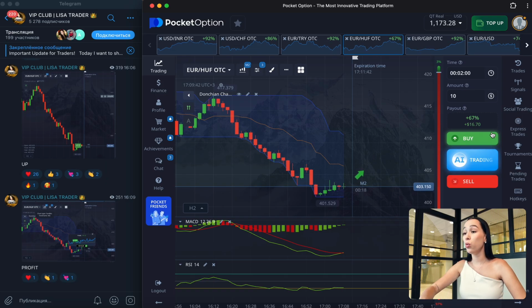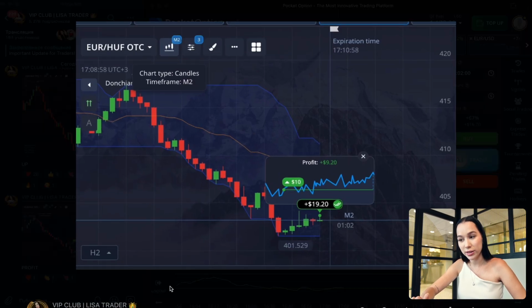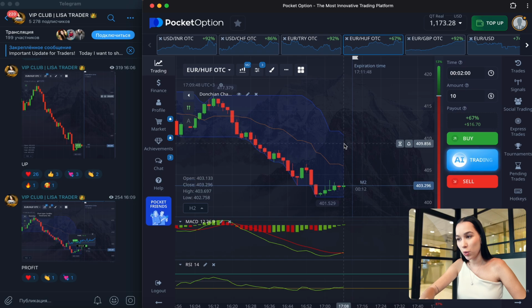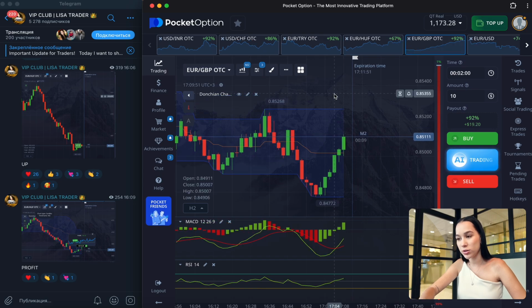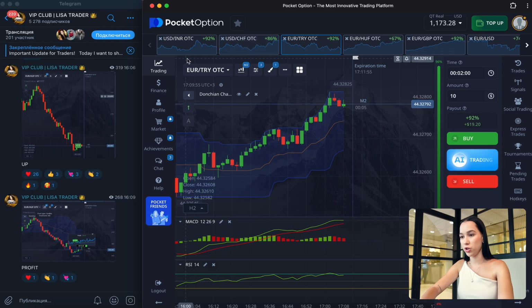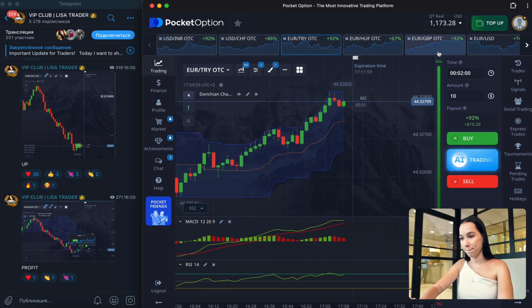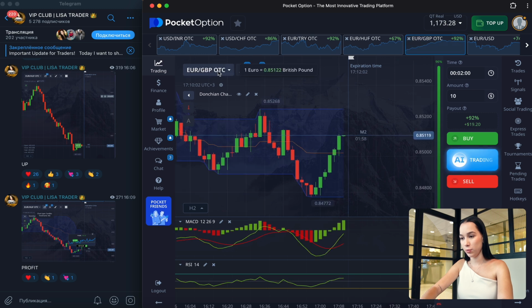So here, the payout is 67% already. Okay, it's not that good. So we caught a pretty good moment, and now it's already not that nice. Okay, I think we will change this currency pair to another one.